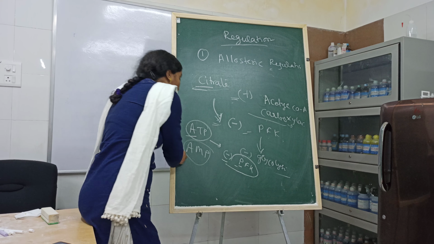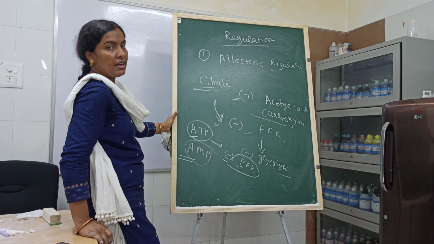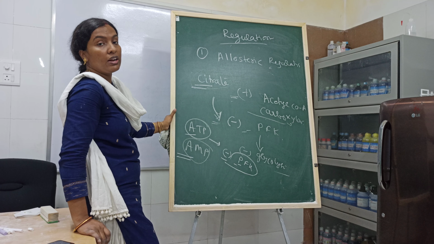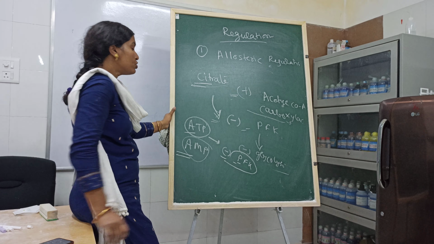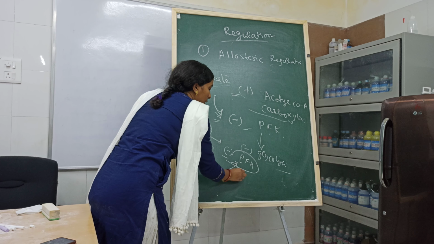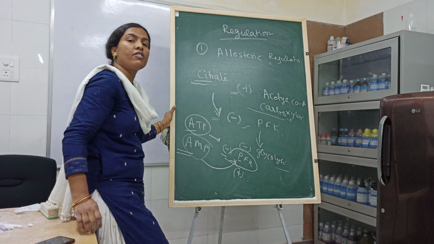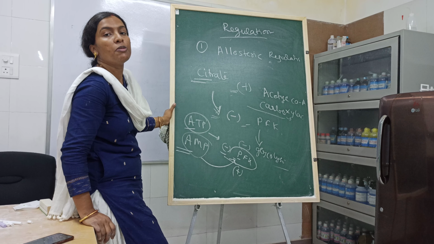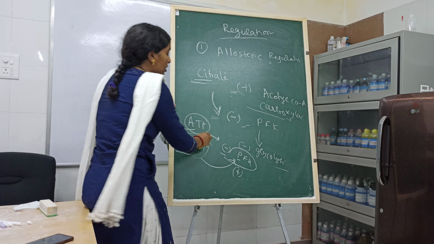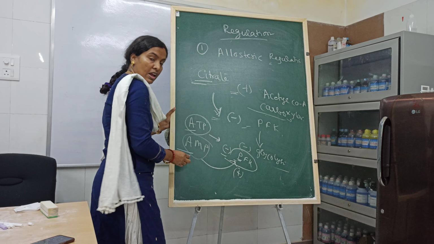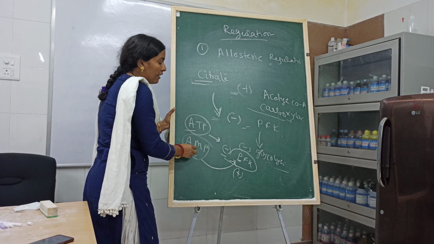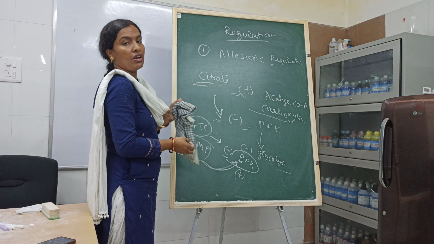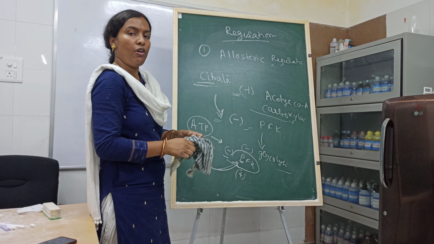But what happens when AMP is high? When AMP is high, it means the body is in high need of energy, so energy has to be formed. How is energy formed? AMP allosterically activates the enzyme PFK. So there is increased glycolysis, increased TCA cycle, increased ETC and increased ATP formation. So ATP allosterically inhibits the enzyme PFK, and AMP, that is adenosine monophosphate, allosterically activates the enzyme PFK. These are the classical examples of allosteric regulation.